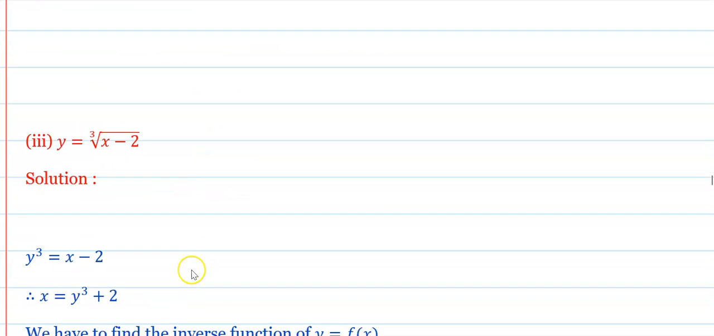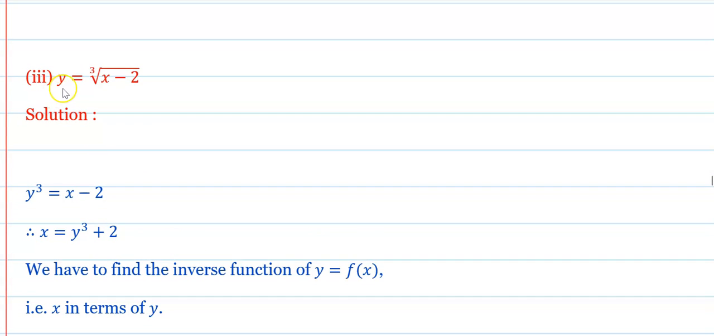Okay. Now the next problem. Again, y is equal to cubic root of x minus 2. Here there is a cubic root, so take the cube on both sides. Then you will get y cube is equal to x minus 2. The cube root cancels here. We take the cube. Then express x in terms of y means what? x is equal to y cube plus 2.